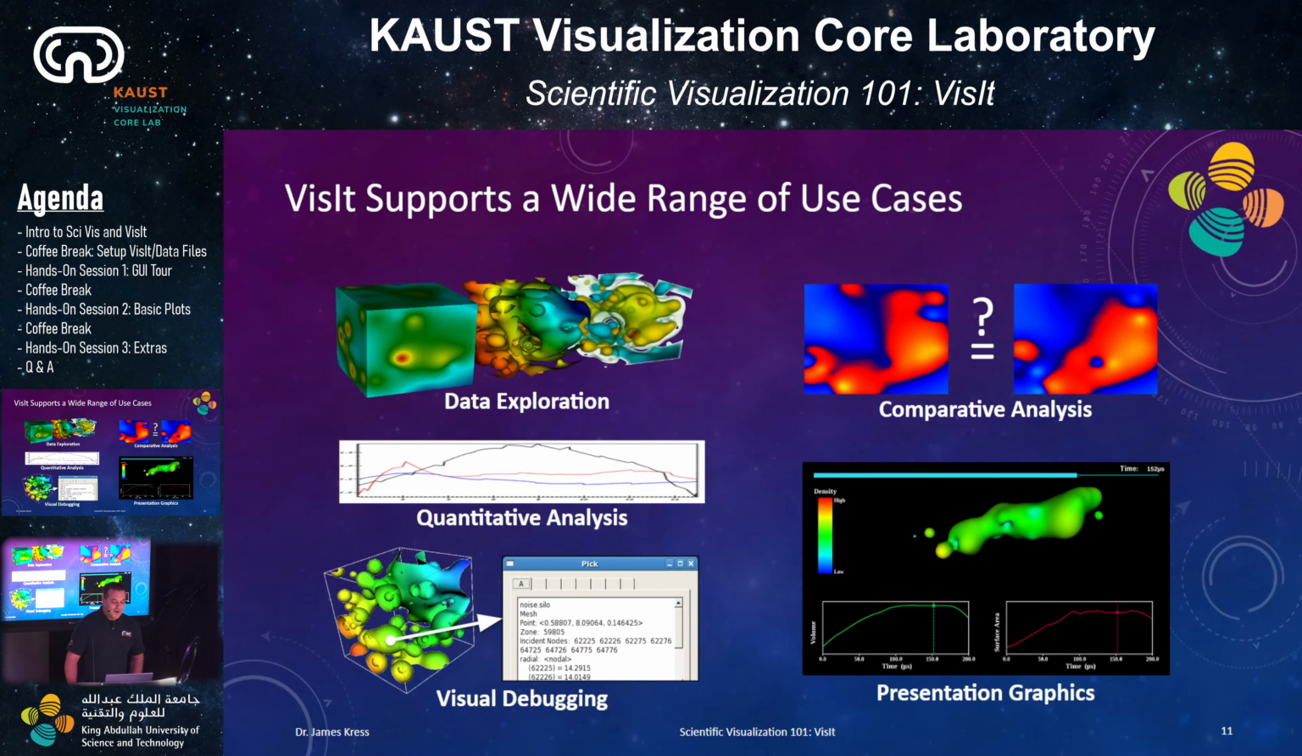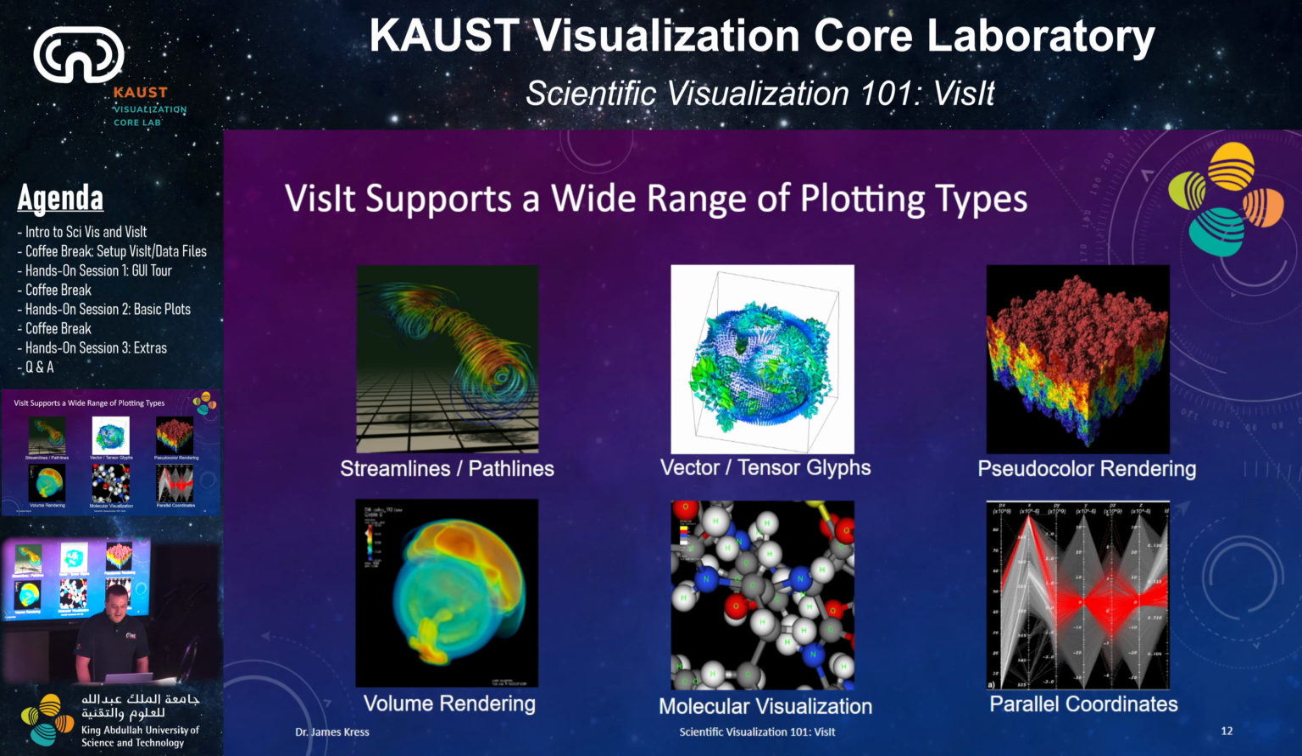VisIt supports a wide range of use cases, from data analysis to comparative analysis, quantitative analysis, visual debugging, and even presentation graphics. So there's a lot of different things that you can do, and a lot of different plotting types that you can use: streamlines, pathlines, vectors, pseudocolors, volume rendering, molecular visualization, and parallel coordinates. Those are just to name a few of the most used ones. There's quite a few different representations you can use for data in VisIt.